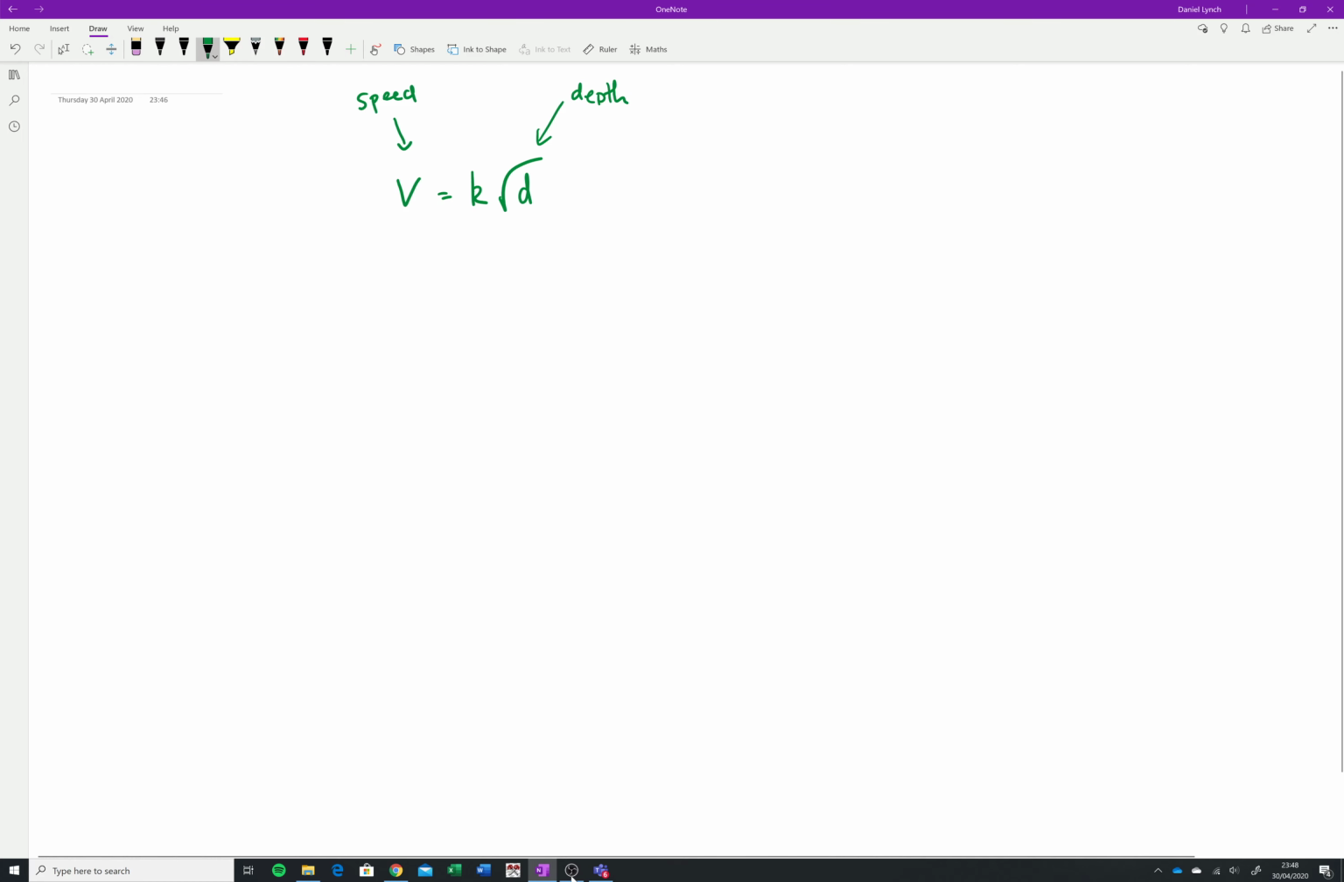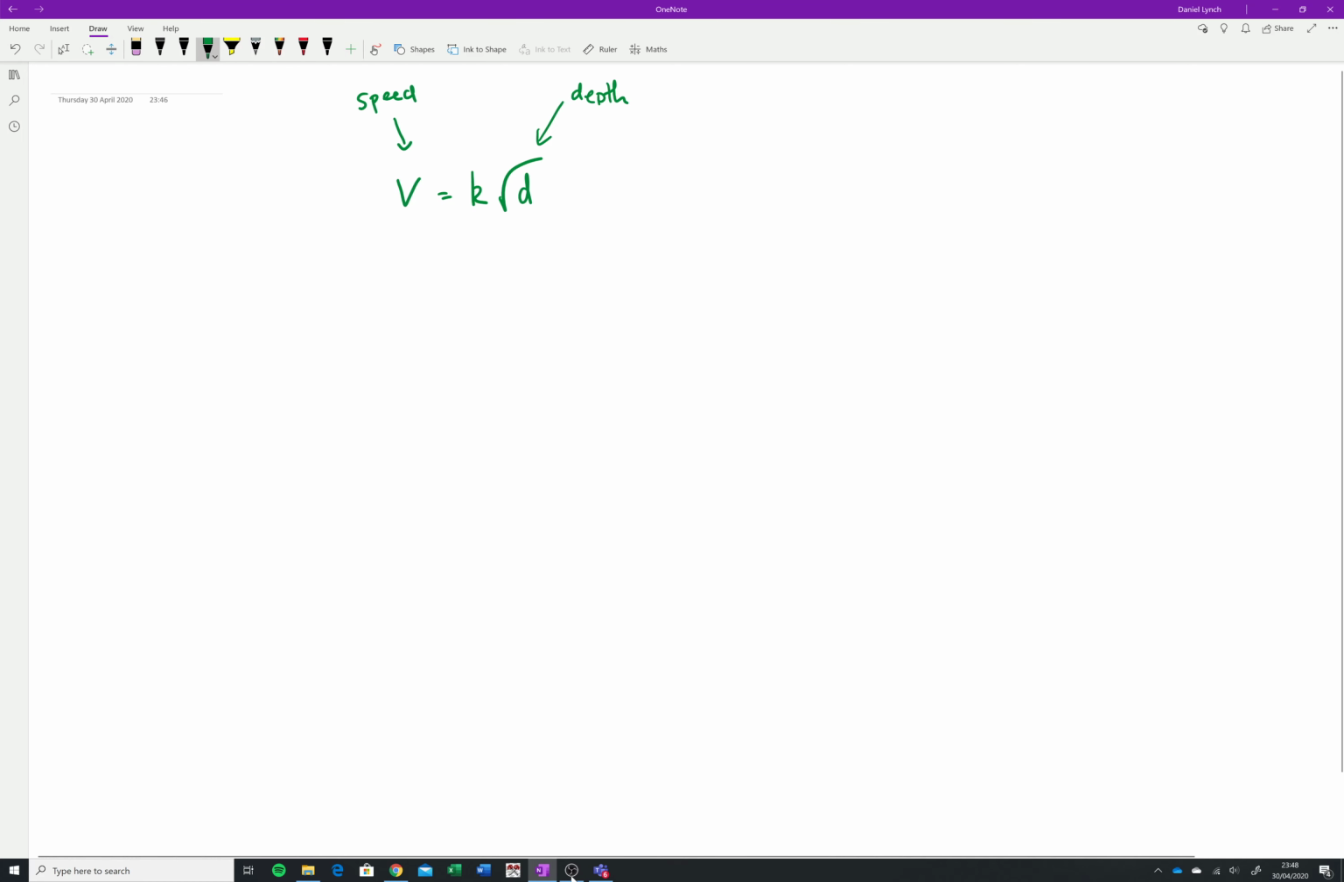Now let's just explain. v and d are variables. The speed changes depending on the circumstances. The depth changes also, depending on where you are inside the ocean. But k is something that stays the same the whole way through.